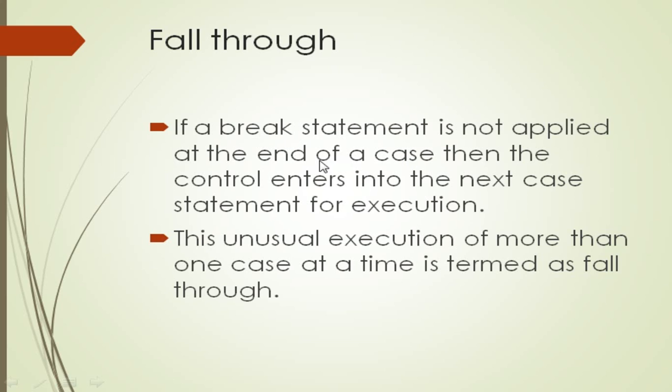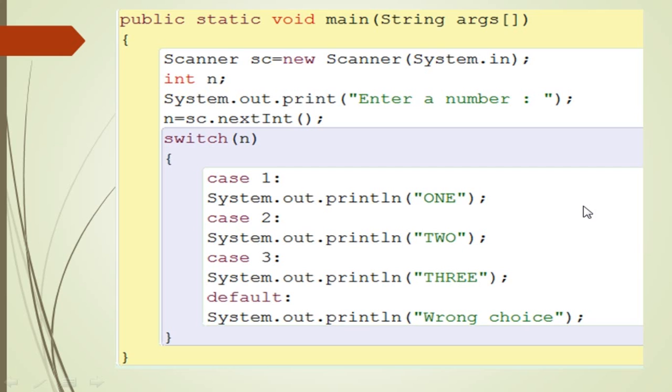What it does is, it will enter the case when it is true. Since there is no break statement, it just goes into the next case also and then executes the next case. So this unusual execution of more than one case at a time is termed as fall through. So we will see an example, the same program which you took.